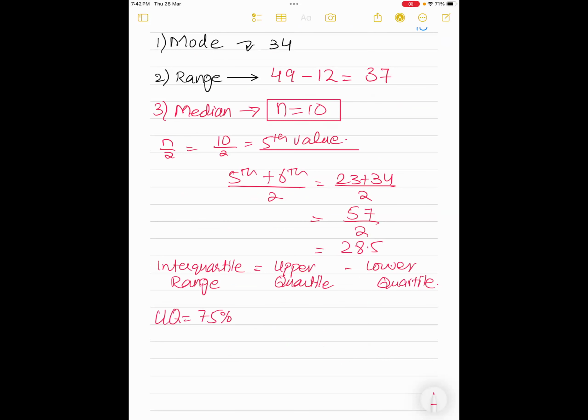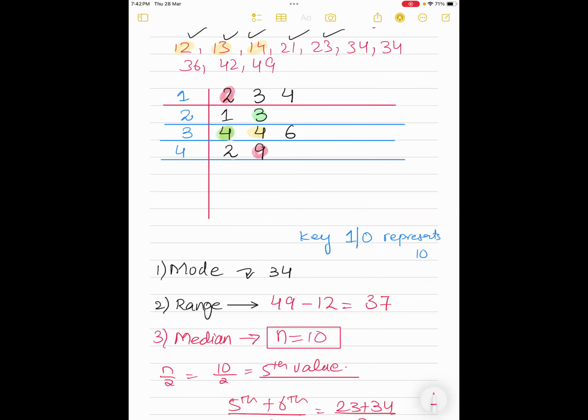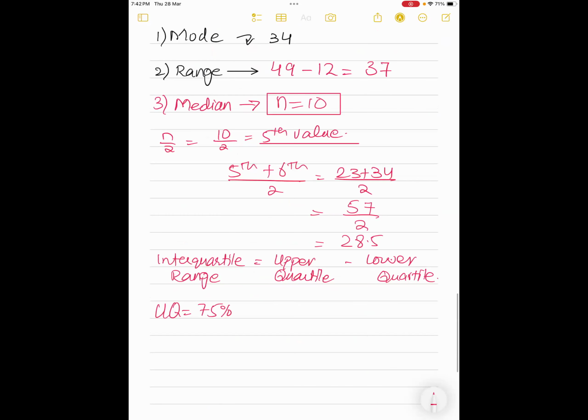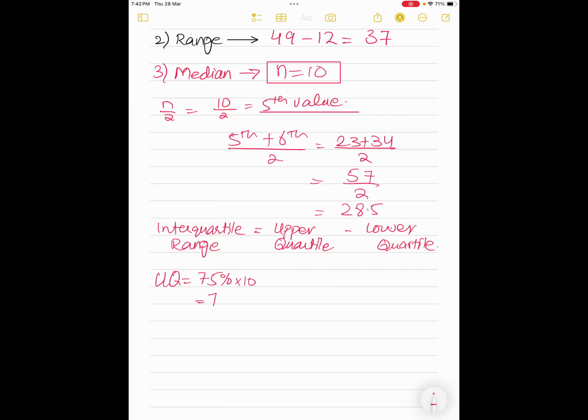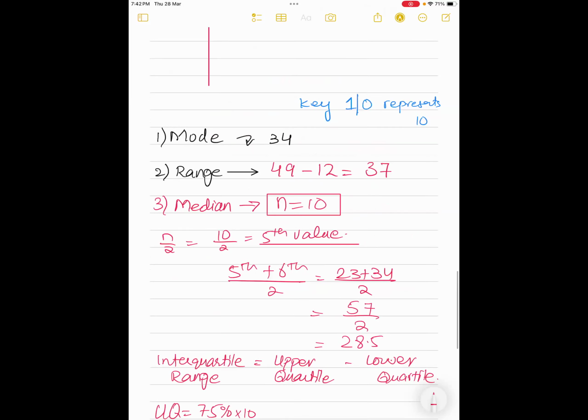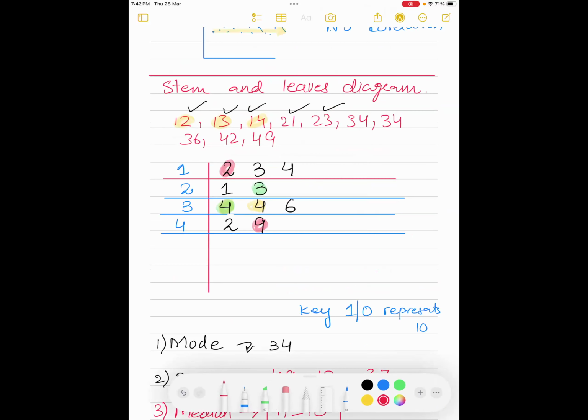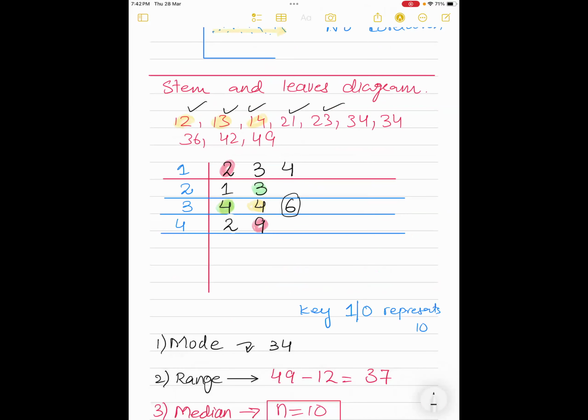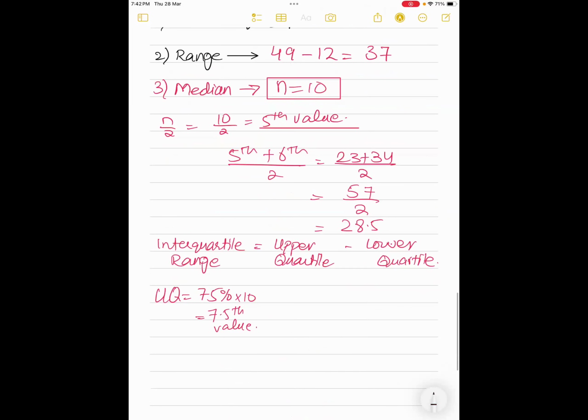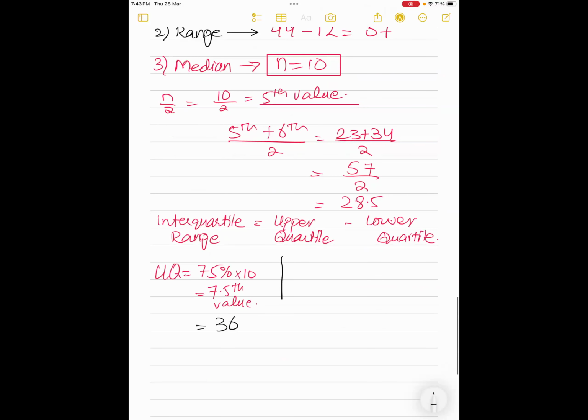75% of the total numbers. So 1, 2, 3, 4, 5, the total is 10. So 75% of 10 is 7.5th value. So which one would the 7.5th value be? Let me circle it with the black one. So 1, 2, 3, 4, 5, 6, 7, and 7.5 will come here. Yes or no? So I will write 36. That is my 36.